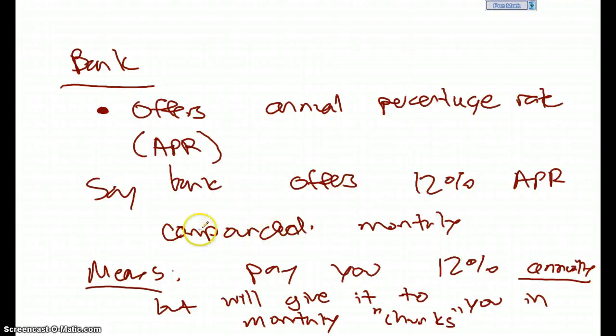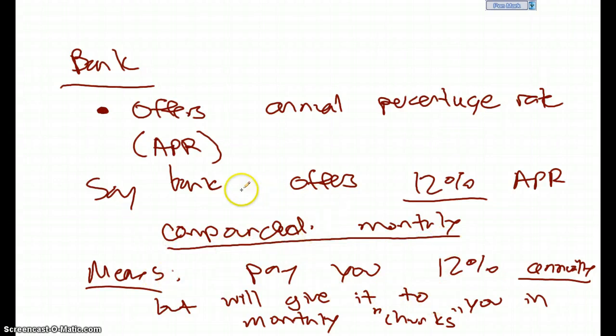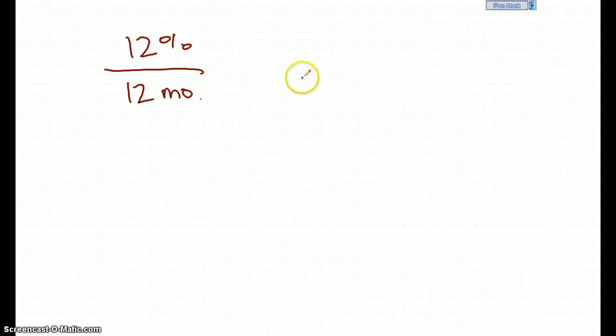So here's what they do. They tell us they're going to pay us 12% annually, and they're going to pay us interest on a monthly basis. That's what the word compounded means. They're going to pay interest on a monthly basis. Well, what they're going to do is they're going to say, okay, we're going to give you 12%, but we're going to give it to you evenly across the 12 months. Now, normally we don't divide percentages by months to get the monthly rate, but this is how banks do it.